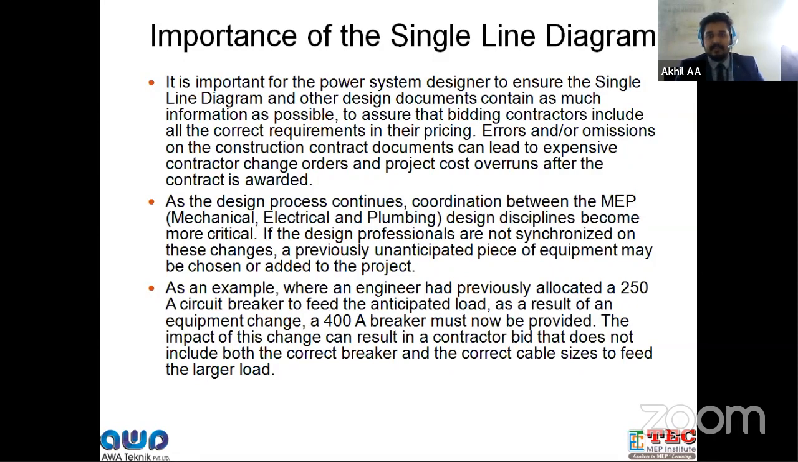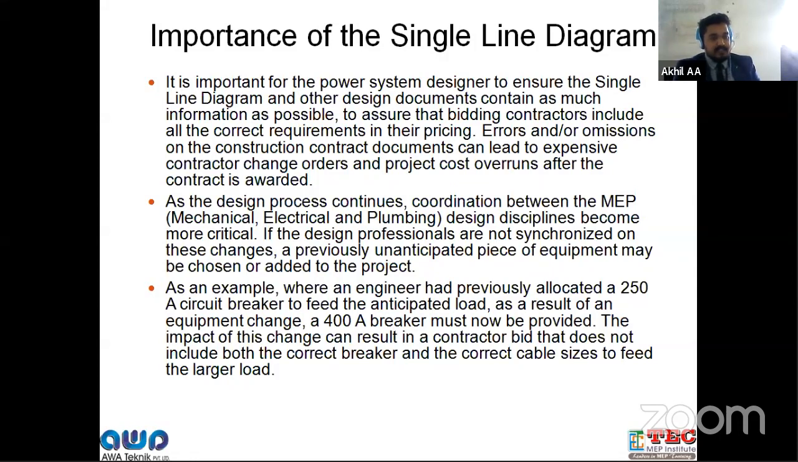If you miss something and it is actually needed, and the contractor will be bidding the quotation for the drawing which we have issued, and that drawing is missing some important details, he'll be putting the amount related to that drawing. So finally, when the client has the actual requirement, the cost will be changing. So it might overrun the total cost. So you have to make sure that while preparing the single line diagram, all details are included, everything.